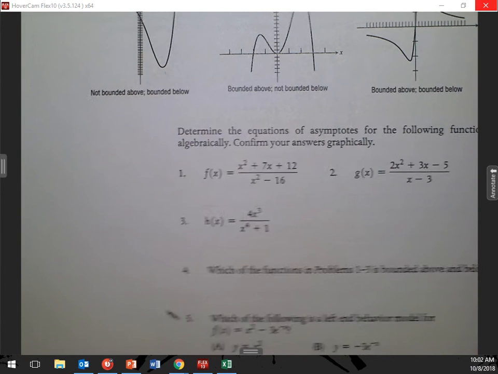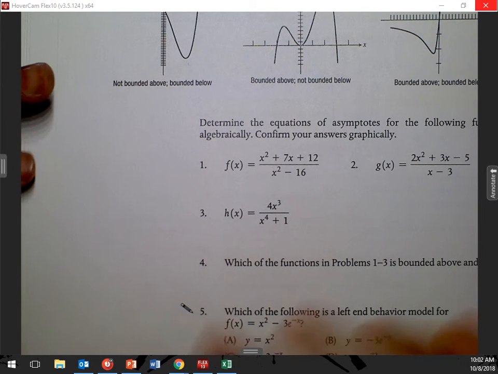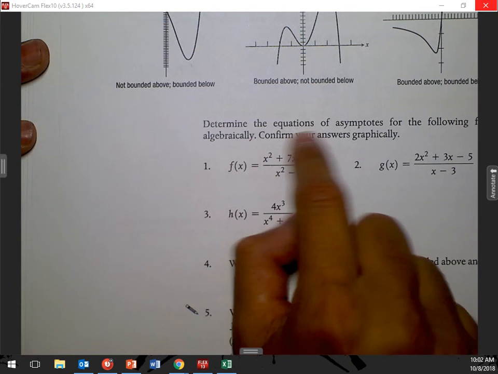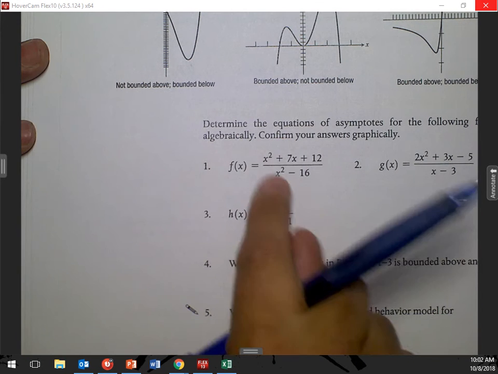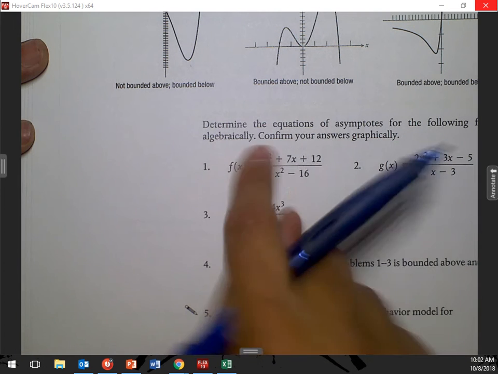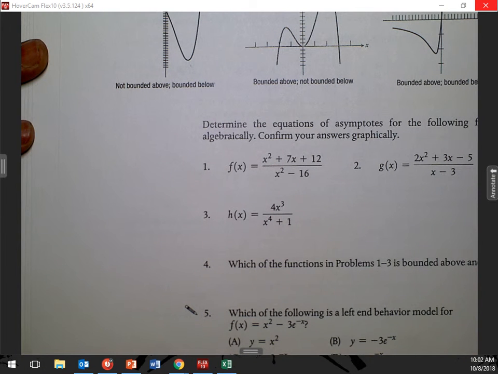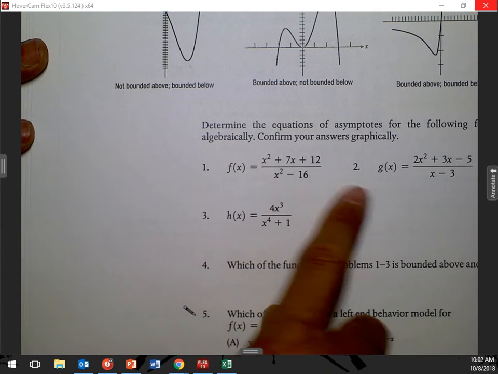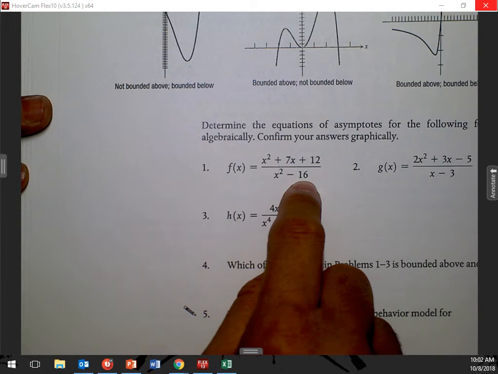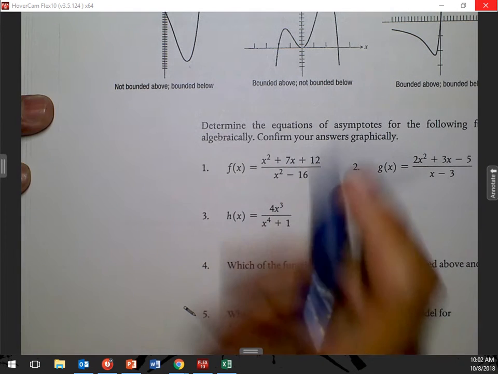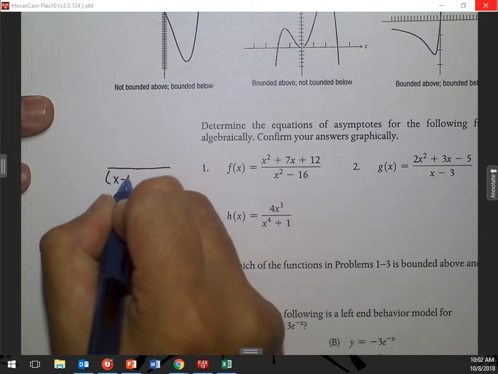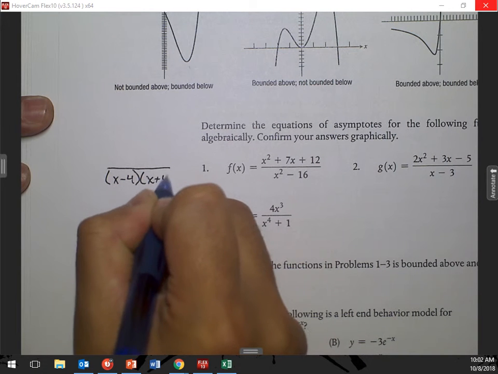All right, so let's take a look. We're going to use some of that information that we figured out a couple minutes ago. Determine equations that asymptote the following functions algebraically, and confirm your answers graphically. Now, first thing, let's go through and factor this. I'm going to try and factor to see what we have. I know that x squared minus 16, that's the difference of squares, isn't it? Yes. So on the bottom, it's going to factor to be x minus 4, x plus 4.